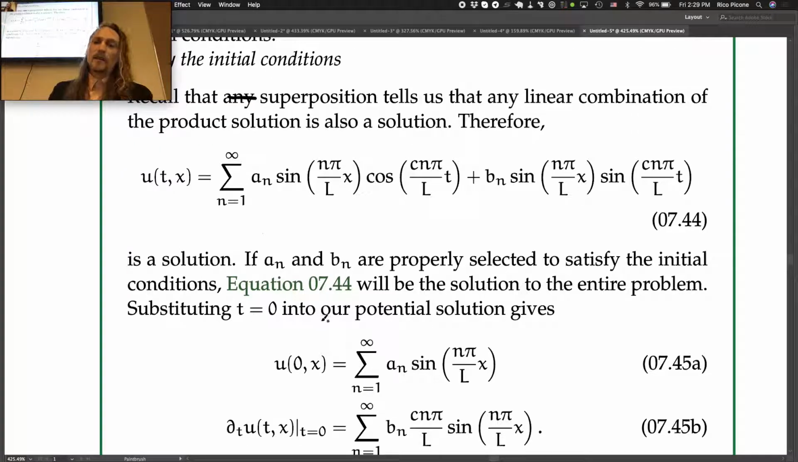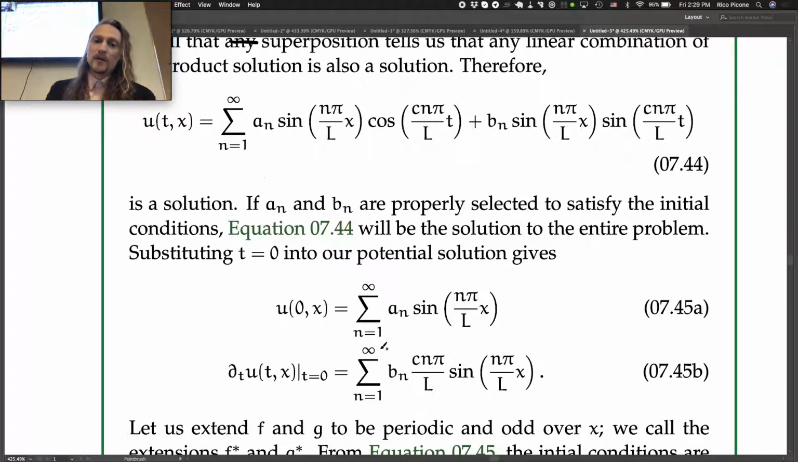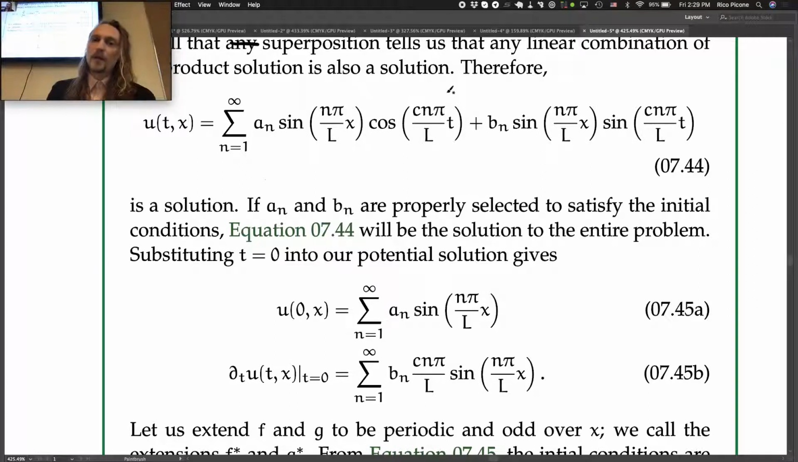Substituting t equals 0 into our potential solution gives these two results. So I just plug in t equals 0. The cosine term becomes 1. The sine term becomes 0. That has t in it. And then we're left with these two possibilities. So this is when you plug it directly into 744, with time equals 0, you get this. You take the first time derivative of this, and you plug time equals 0 into it, you get this. Okay, just an easy differentiation.